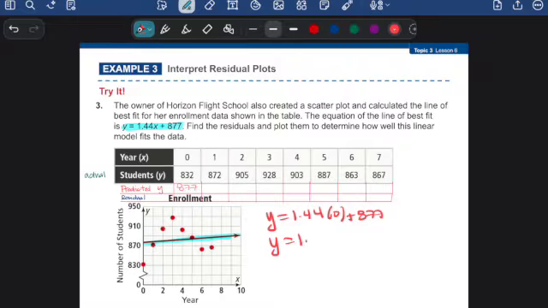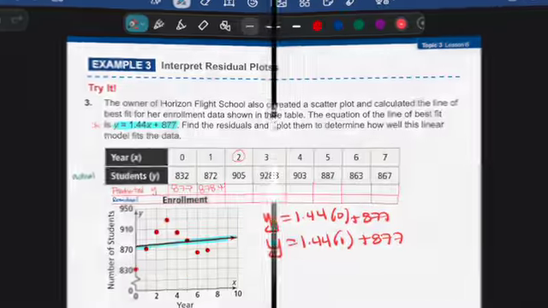Y equals 1.44 times 1 plus 877. And we will calculate and get a value of 878.44. And we can continue those calculations. I'm going to fill in the rest of the table, but you can continue calculating. Just input your x values into this equation to find your predicted y values.